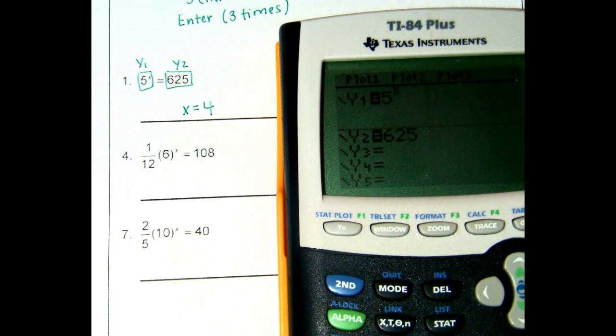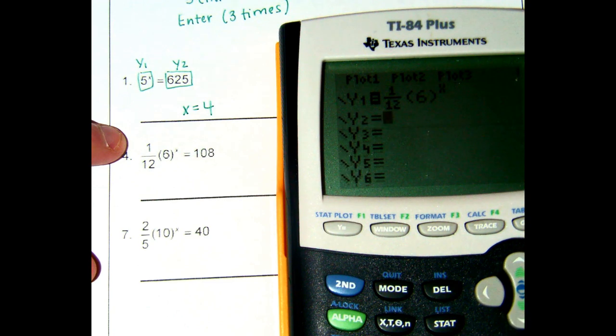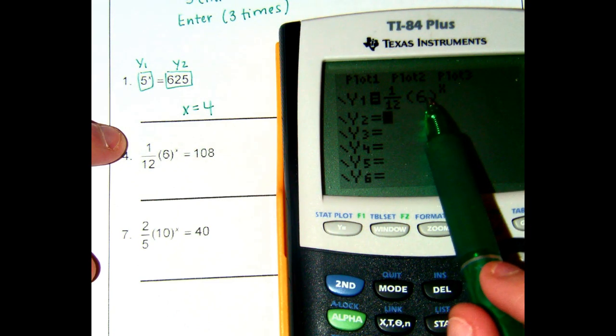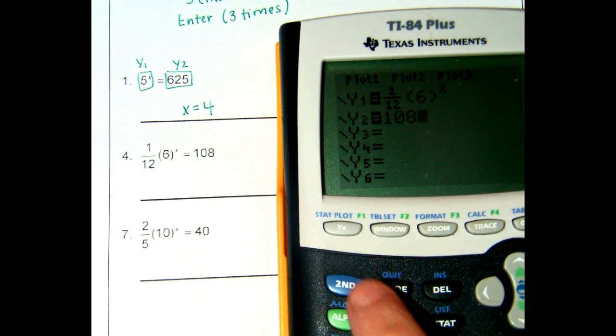Number 4. I'm going to go back to y equals. I'm going to clear it out. Alpha y equals, enter, 1 over 12. Type it in just like you see it. Sometimes the calculator will take away the parentheses because it knows it doesn't have to be there. If it takes them away, fine. Otherwise, you need to put them in all the time.